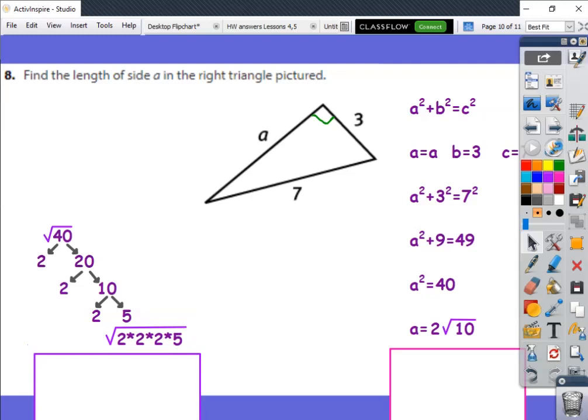If this was cube root, I would take groups of 3. This is a square root, so I'm going to take pairs of 2. So here I have a pair of 2. And that's going to come outside the square root symbol. That becomes that. And I'm left with 2 times 5 on the inside. I'll just multiply those back together and I get 10. So the value of A is 2 square root of 10, not leg.